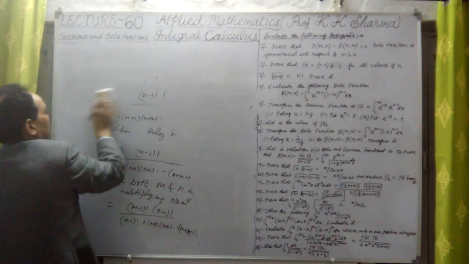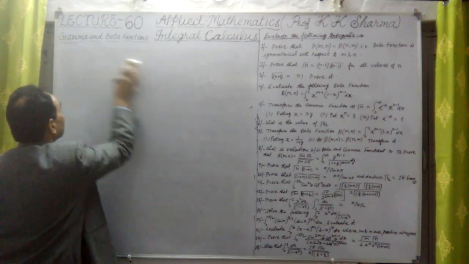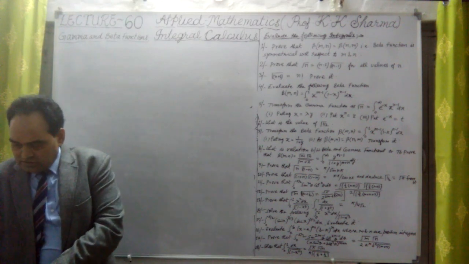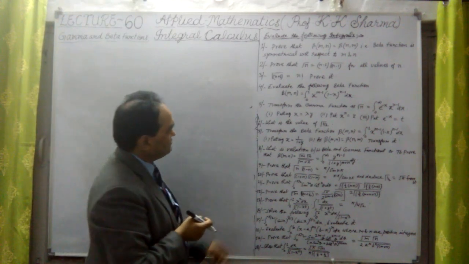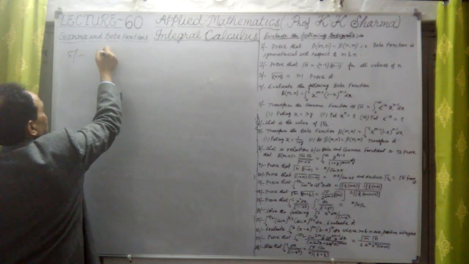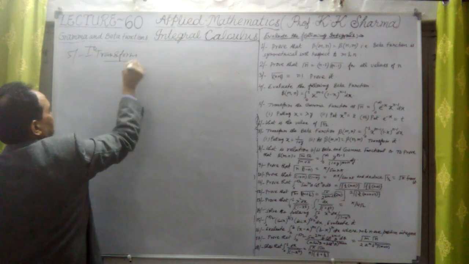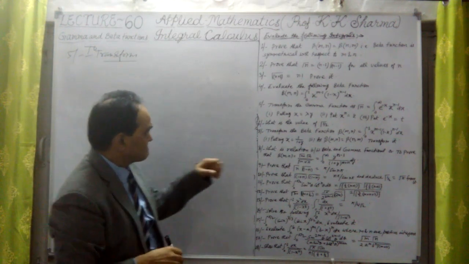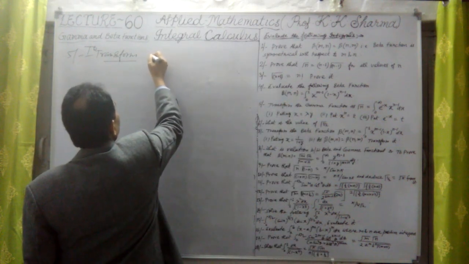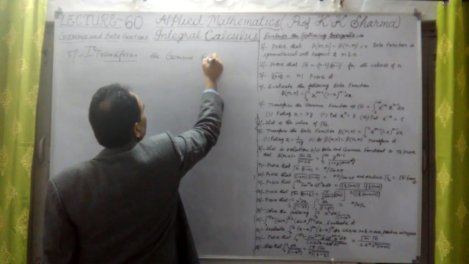Now let me take question number 6. What is question number 6? Let me check it. The question is: transform the following, transform the gamma function.